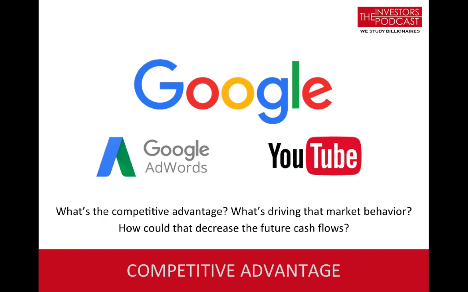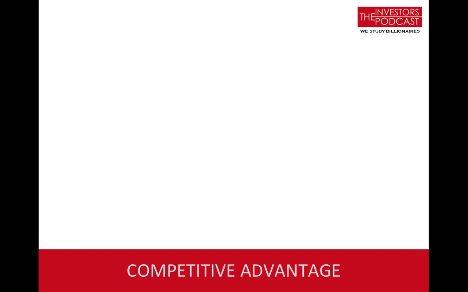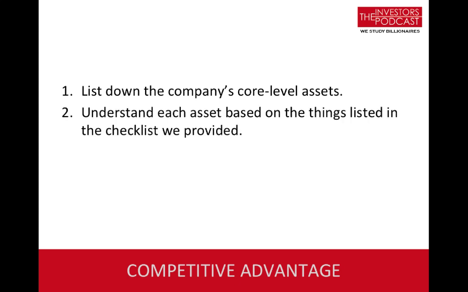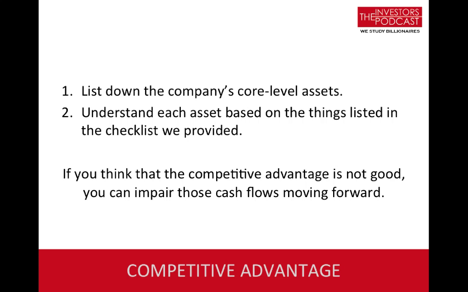And that's what I would tell you to do, pull out a piece of paper. For Google, you'd list all their core level assets, that would be a very long list. But that's what you need to do if you're going to invest in these companies and actually make assessments as to what you think the free cash flows are going to look like into the future. And then under each one of those assets, you need to understand it in the context of all these different things that we have listed on our checklist and make those assessments. And then if you think that there's not a good competitive advantage holding that in place, well, then you can impair those cash flows moving forward.